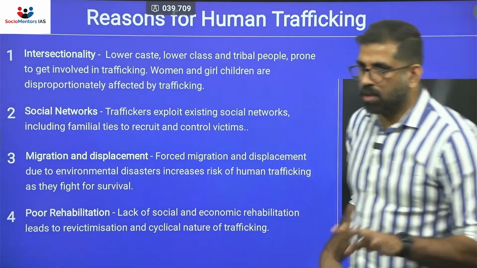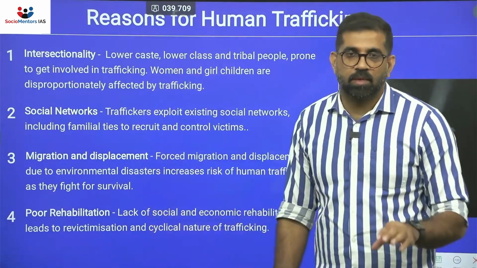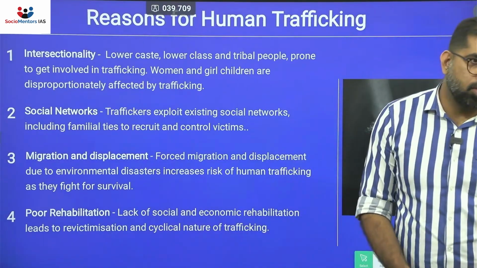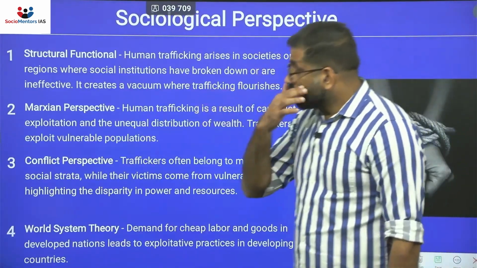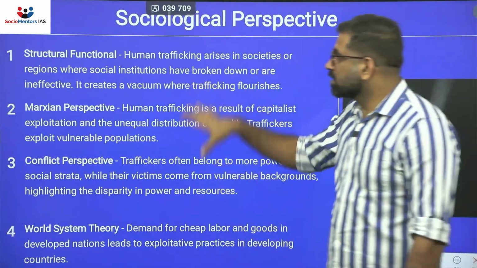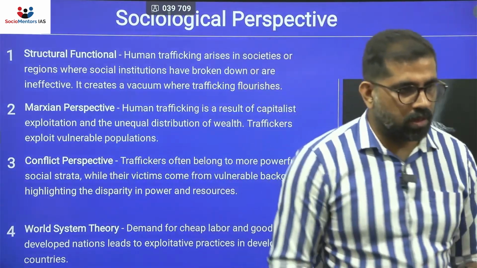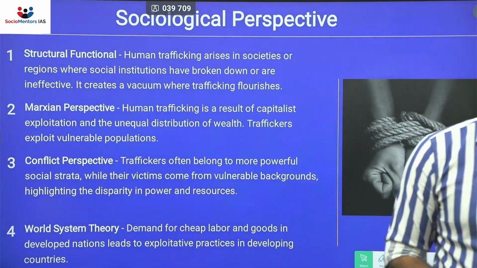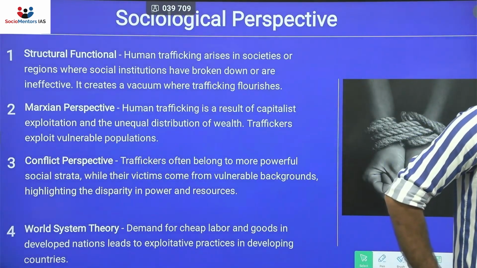Clear? Is it clear? So these are the four major sociological reasons that you need to understand for the increase in the human trafficking issue. Next is the sociological perspective related to it. First is the structural functional perspective. Now here again you can use the system theory. How can you connect it with the system theory? How is it related to system theory?